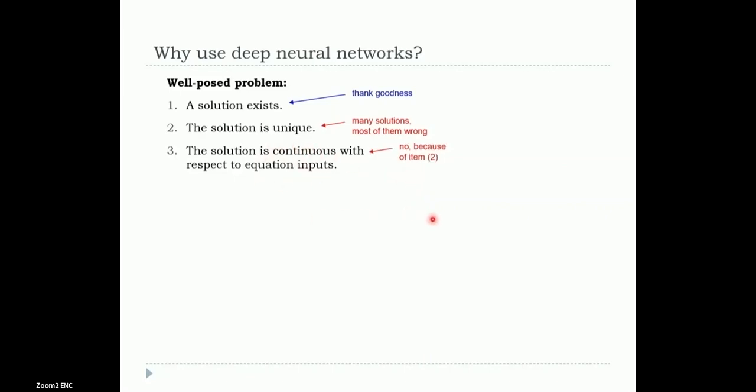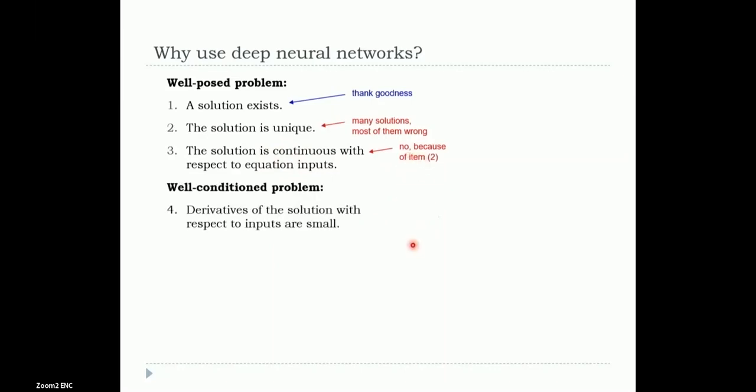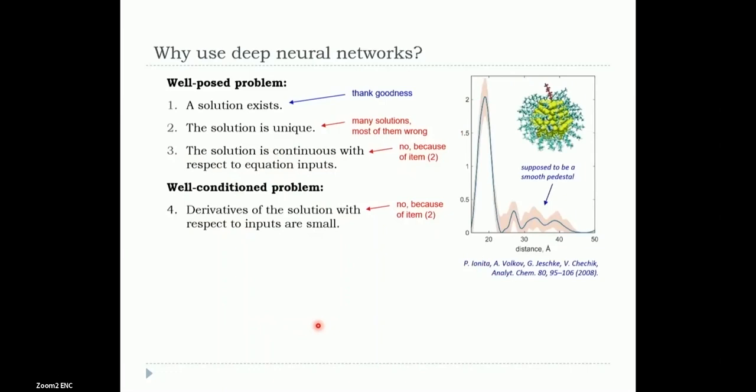The solution has to be continuous with respect to the input, and that is not the case either, for various obscure reasons. And a well-conditioned problem is essentially a stable one, so the derivative of the solution must be small with respect to perturbations in the input. That is also not the case. The transformation from the space of all modulations into the space of all distance distributions is not as bad as the inverse Laplace transform, but not as easy as the inverse Fourier transform. So it sits somewhere between the inverse Laplace and the inverse Fourier transform, kind of, sort of unstable.